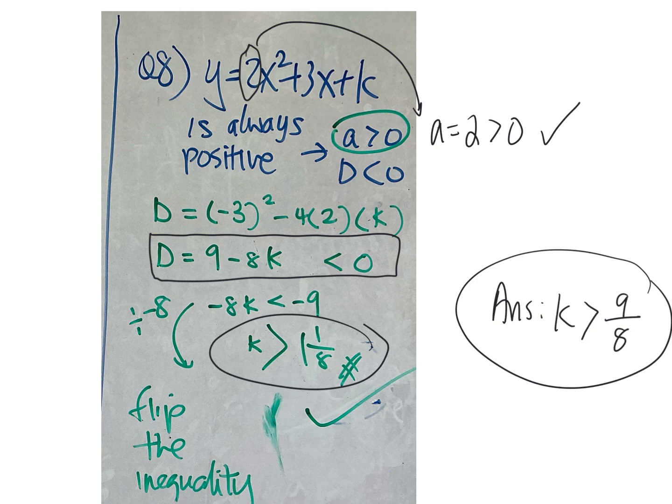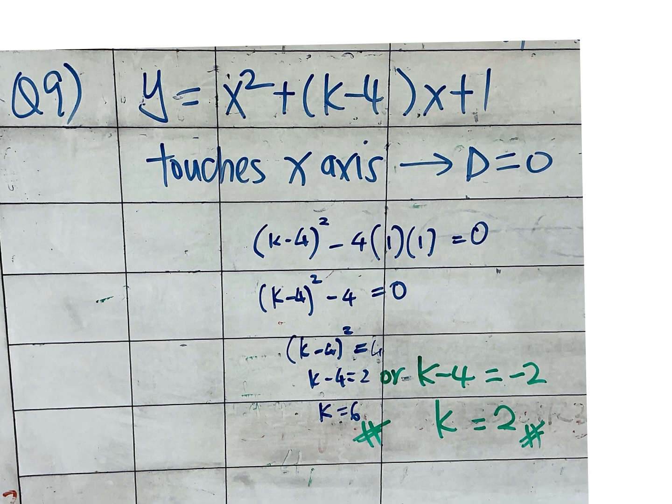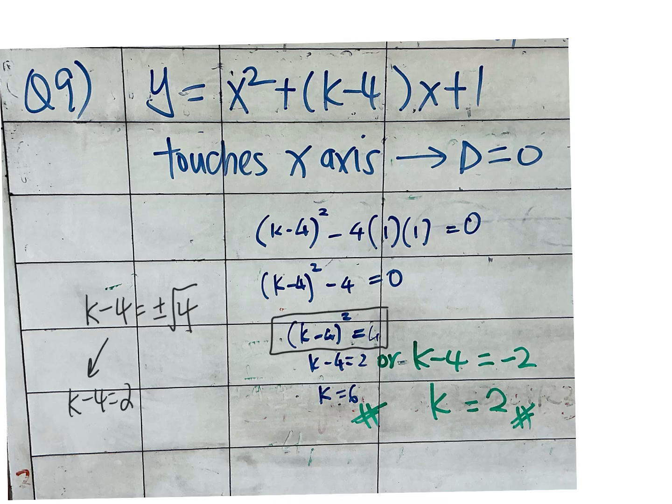Okay, let's look at 9. The working is on the board. Touches the x-axis, so b squared minus 4ac equals 0. When you solve this step, take note: when you take a square root, there are two answers. Plus, minus square root 4. So one is equal to 2, one is equal to negative 2. Don't forget.